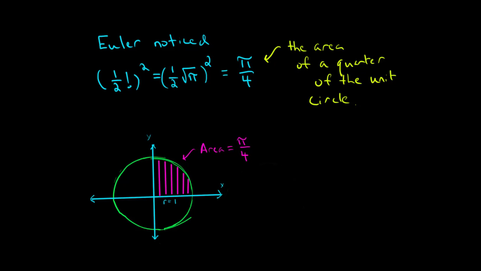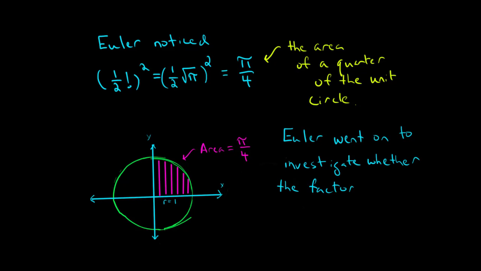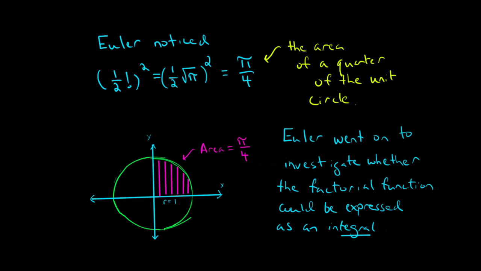Well, as soon as we're looking at areas under curves, we should be thinking about integrals, and that's exactly what Euler did. He went on to investigate whether the factorial function could be expressed as an integral, instead of just as an infinite product. So that's what we're going to derive now in the rest of this video.